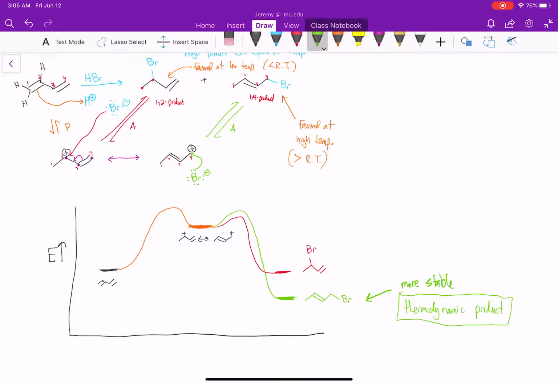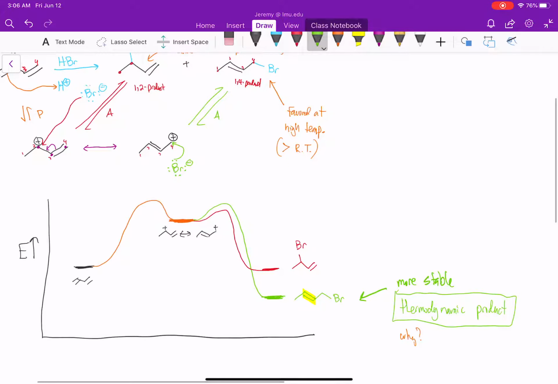Why is the green product, what we call the 1,4, more stable? The key here is to look at the alkene. The alkene in the green product is di-substituted, whereas the product in red is mono-substituted. If you remember, earlier we learned about alkene stability: the more substituted, the more stable.